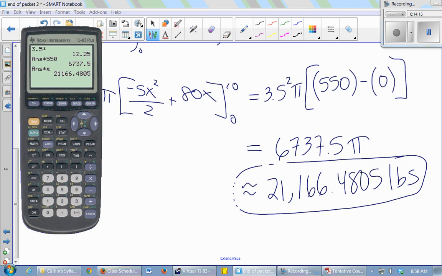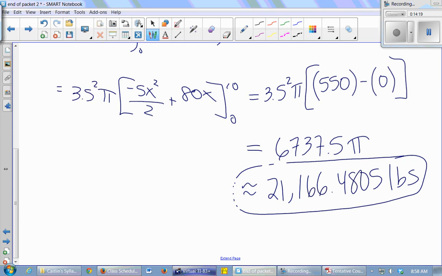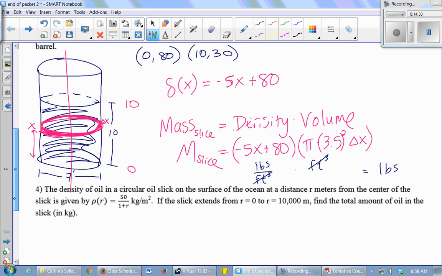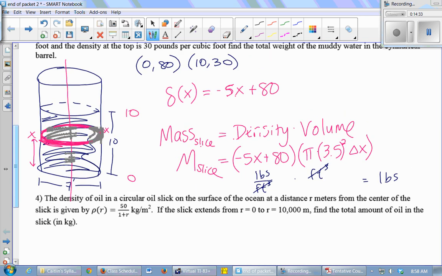It is a lot, but it was 10 feet, right? A 10-foot barrel is really big, 7-foot diameter. That's huge. So does that kind of make sense? If you know something about the density, to get the mass of a single slice, you can just multiply your density times the volume of your slice, and then add up all your slices, and you get an integral. Should we do another one?